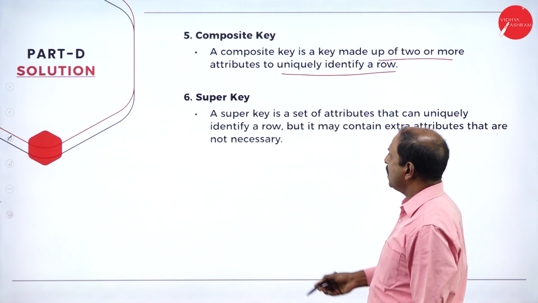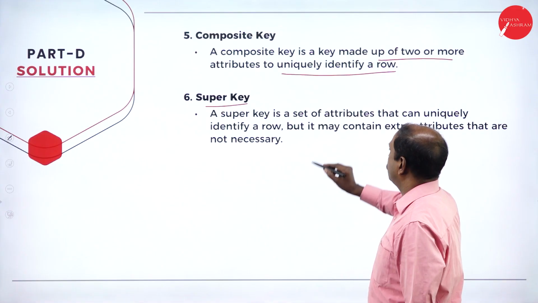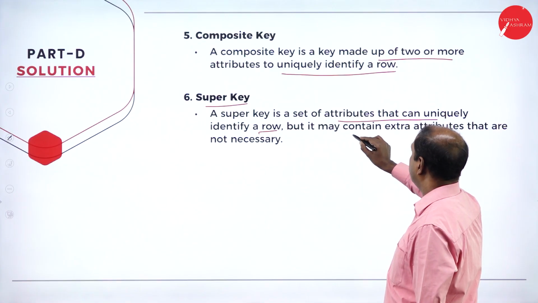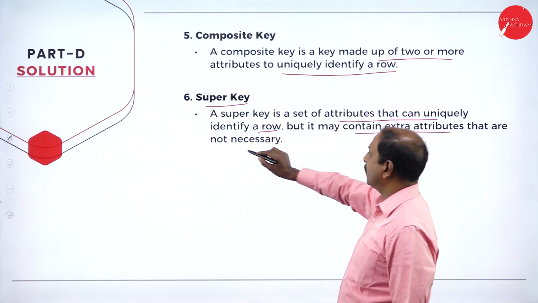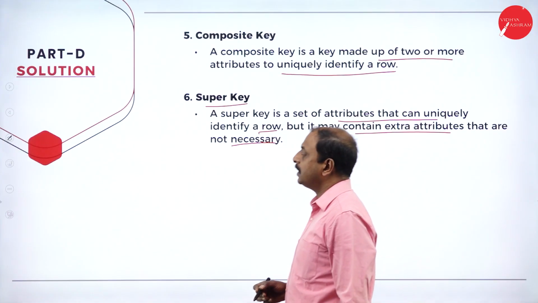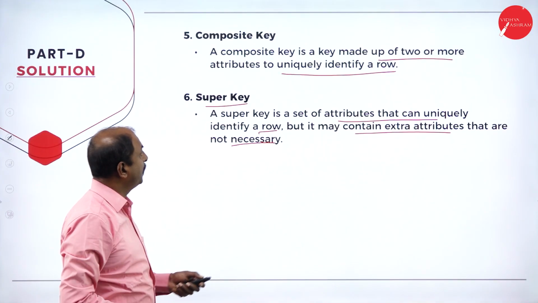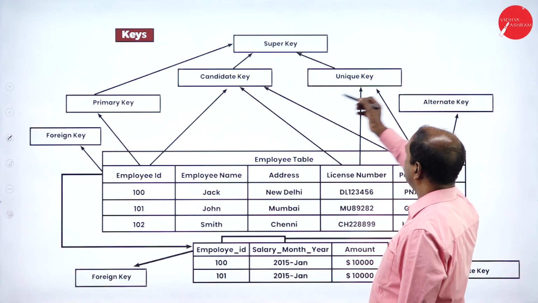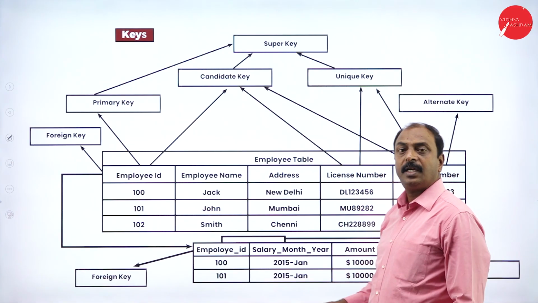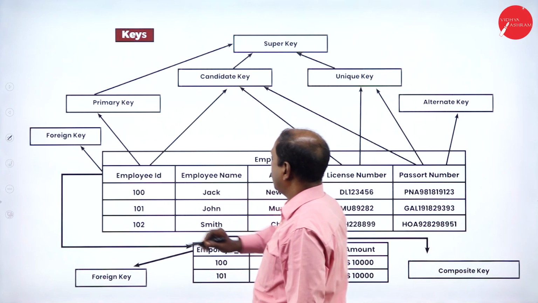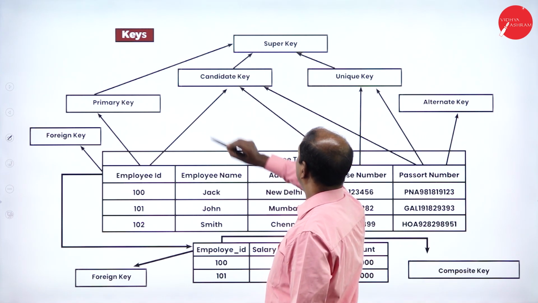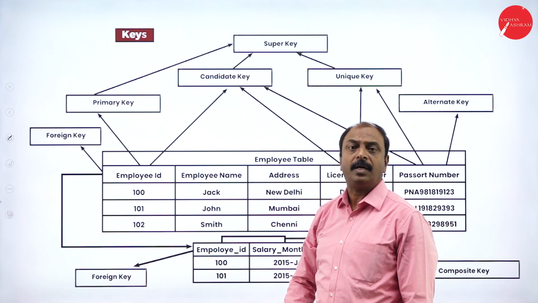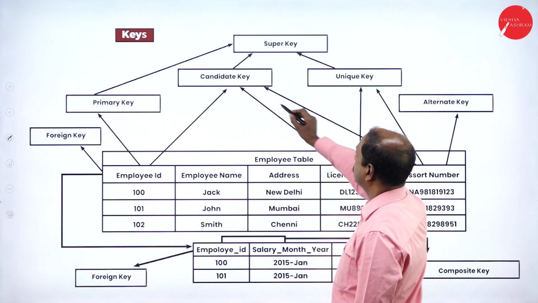That is composite key. Then super key. A super key is a set of attributes that can uniquely identify a row, but it may contain extra attributes that are not necessary. This is another definition of a super key. Now look at this diagram, observe this table carefully, so then you can learn the definition of different types of key. And here we have mentioned, see, this is a primary key, and these are unique keys, license number and passport number. All these can be primary key or can be alternate key. So all this together is candidate key.